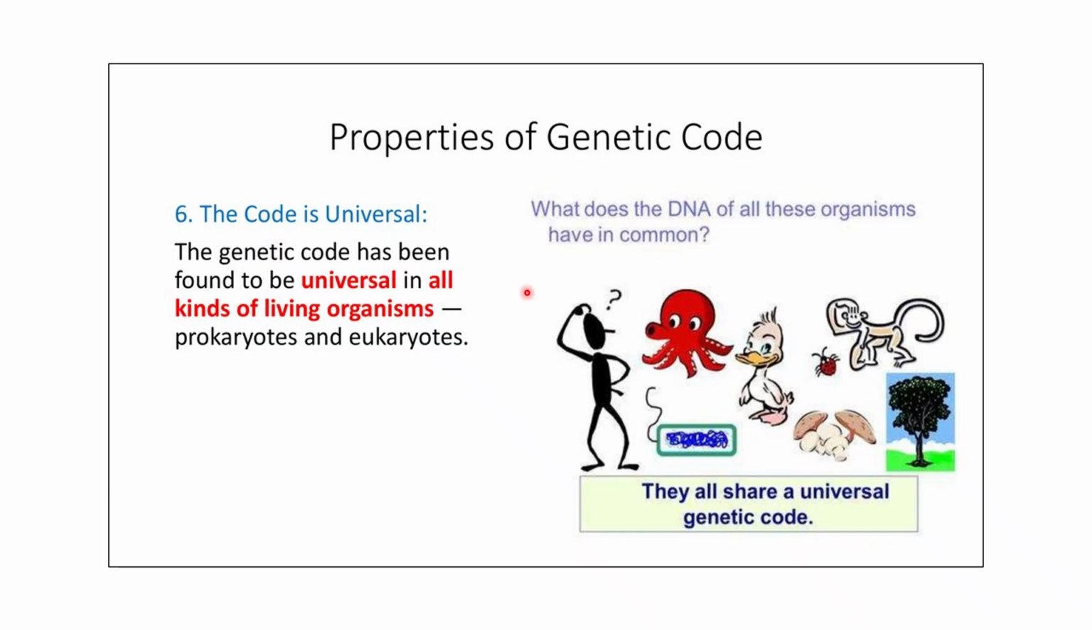Next property says genetic code is universal. That means from starfish, octopus to we human beings, codons will mean the same amino acid. They are universal. The meaning of the codon, the genetic code, is universal. Meaning will not change no matter whichever species the DNA is from.